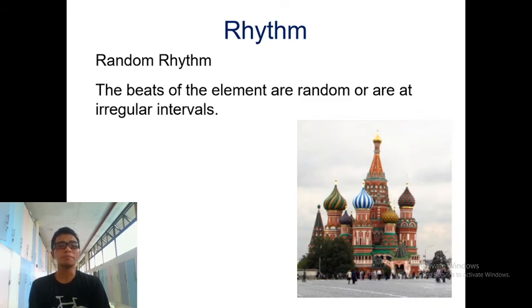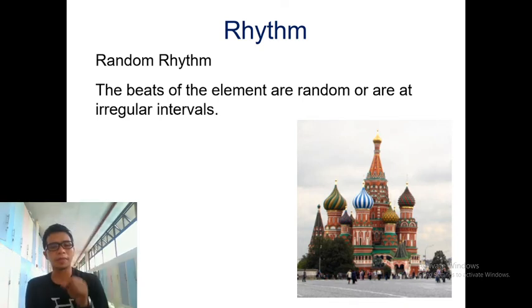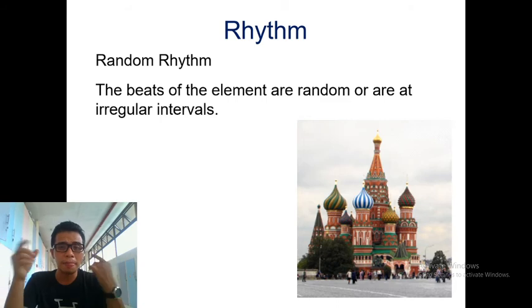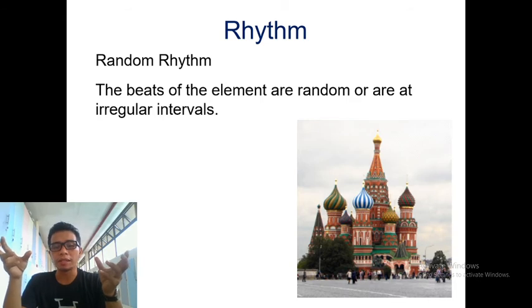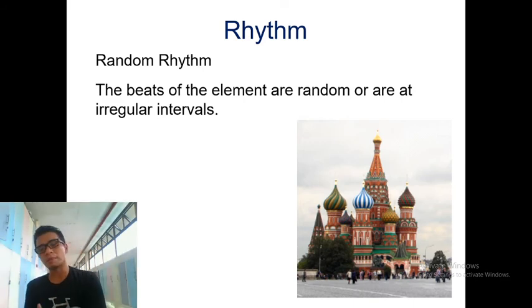So rhythm, we have what we call random rhythm. So bakit naging rhythm to? The beats of the elements are random or at irregular intervals. So nakita natin dito yung tinatawag natin na onion type dome or onion dome in St. Basil's Cathedral in Moscow, in Russia. So, random rhythm. Bakit random?